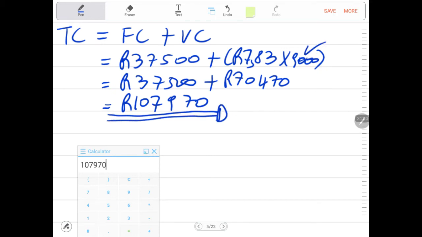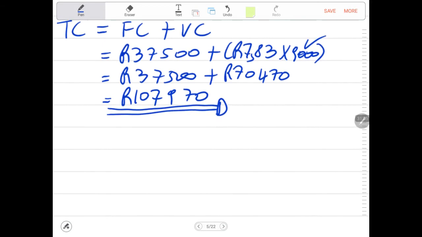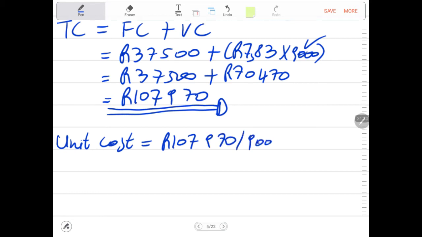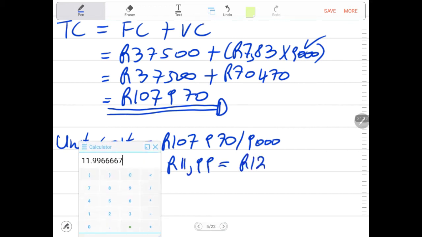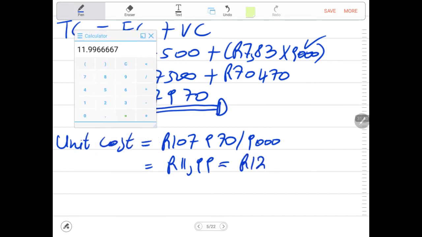Fixed cost of 37,500 is made of 30,000 and 7,500 of the depreciation for using one machine. Second part, we need to calculate cost per unit, or unit cost, which is product cost per unit. It is 107,970 divided by 9,000 units. How many units were manufactured? 9,000. Now we divide by 9,000 units, and it gives us 11.99 rand, which is equivalent to 12 rand per unit.